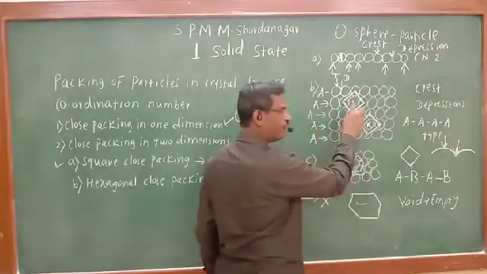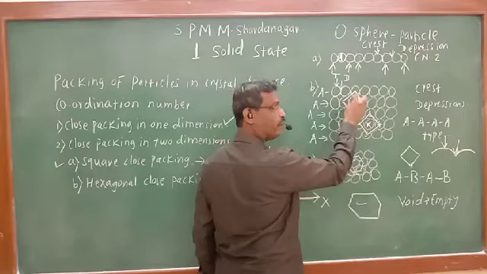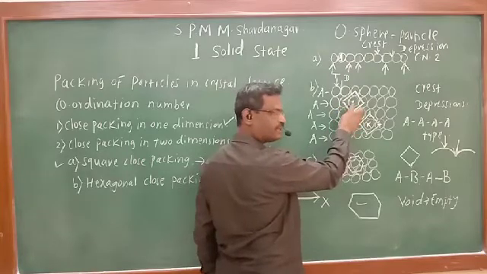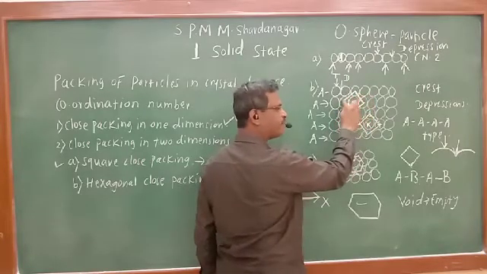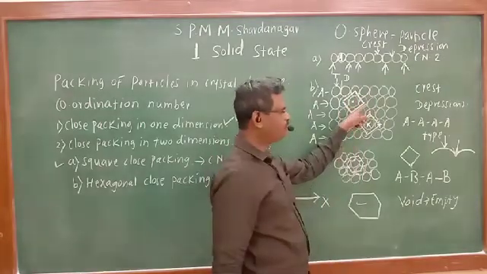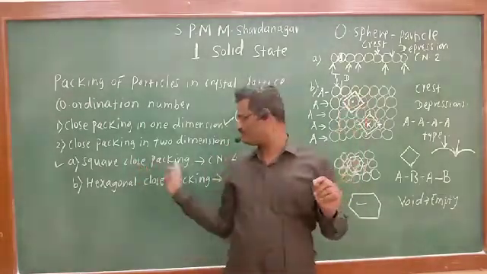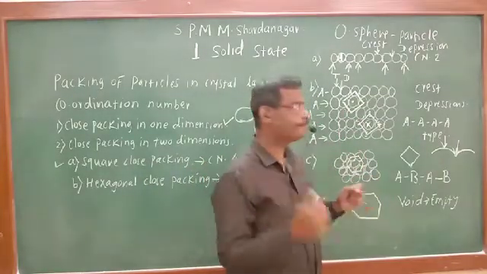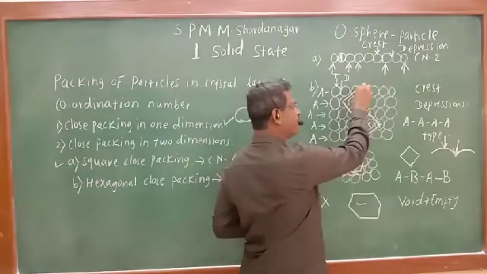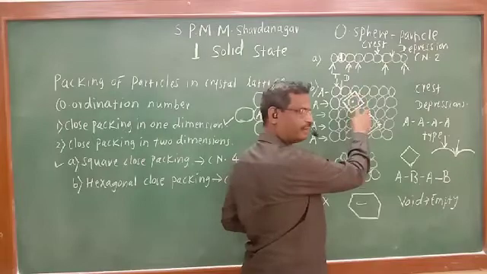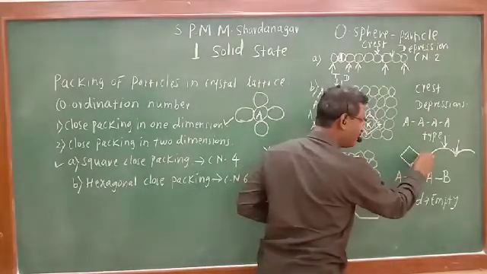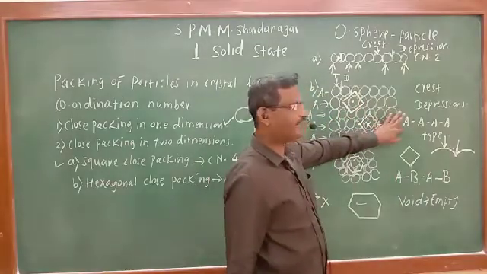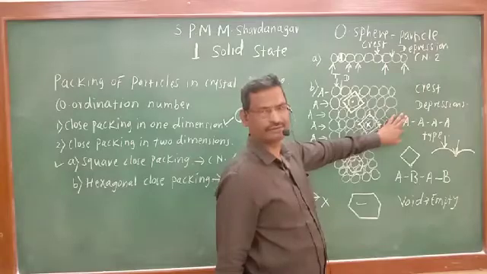Why is the coordination number 4? Because this sphere is in touch with 4 other spheres, 1, 2, 3 and 4. Therefore, coordination number is equal to 4. And why is it square? Square close packing, because if the centers of all these 4 are connected to each other, we will get this type of square. So it is known as square close packing, A type of arrangement.